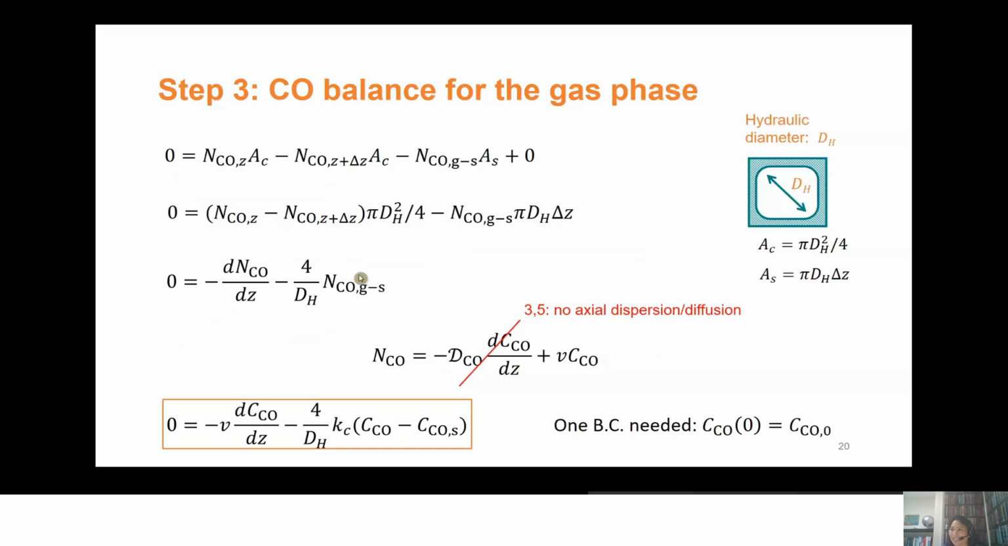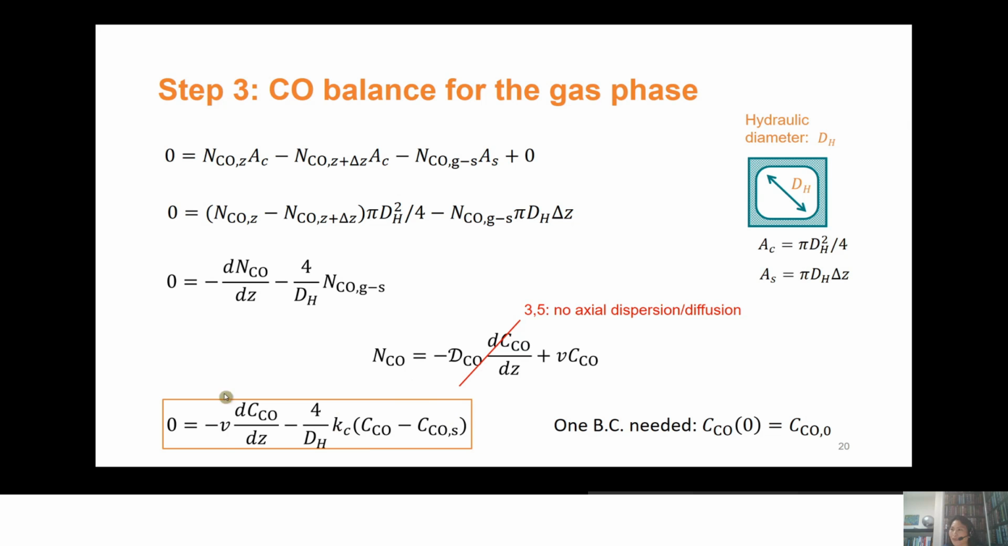So NCO, the flux of CO from the gas phase to the solid phase, is just equal to Kc times the driving force: the concentration of CO in the gas phase minus the concentration of CO in the solid phase. This is just the external mass transfer in the stagnant film. We just wrote this out like this. Any questions?